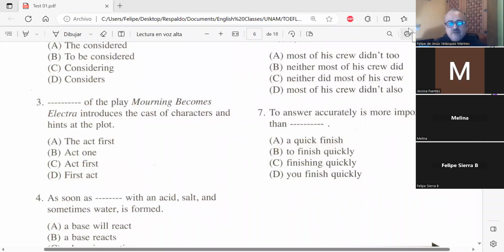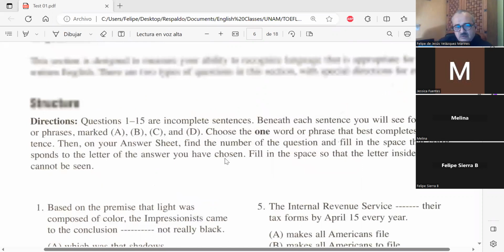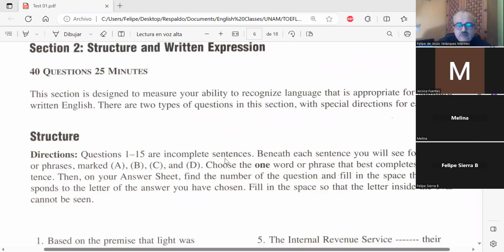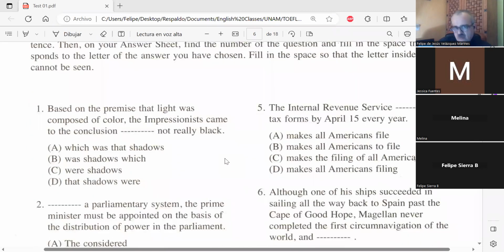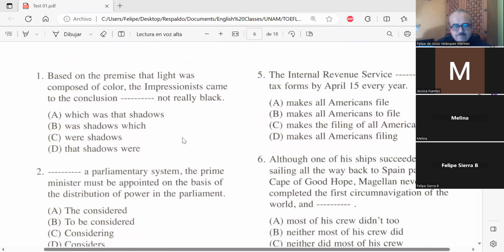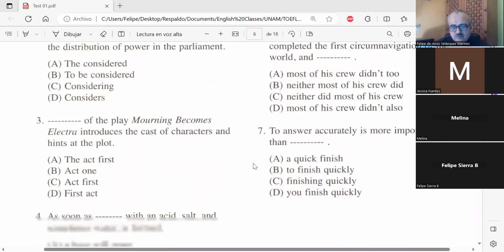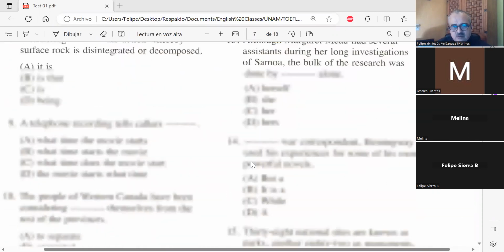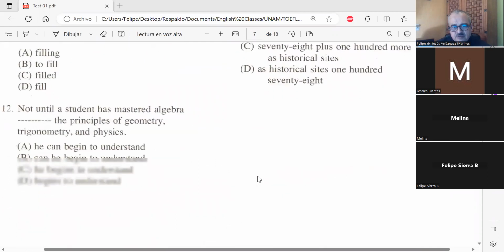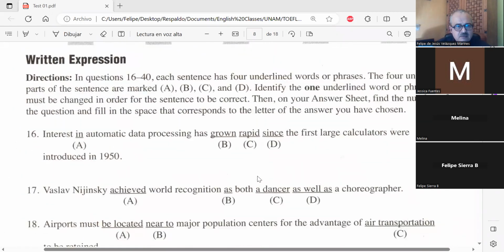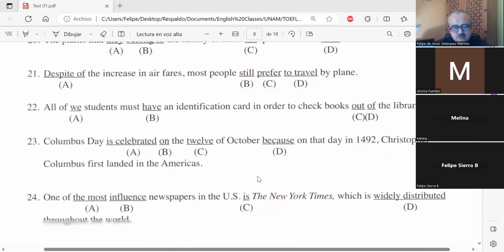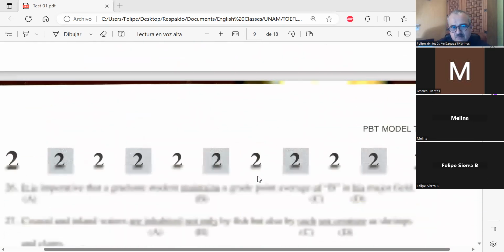Okay, basically, we were talking about the TOEFL structure section. There are two parts in this section. In the first part, items 1 to 15, you have to complete sentences, and in the second part, items 16 to 40, you have to identify the mistakes.